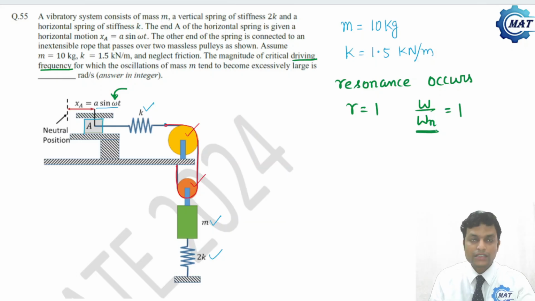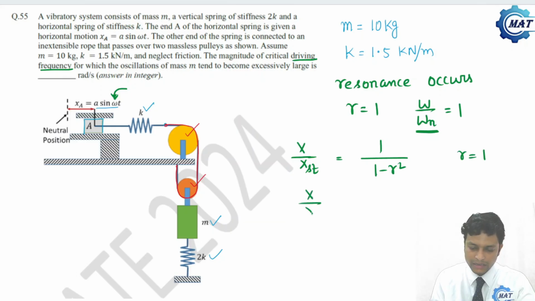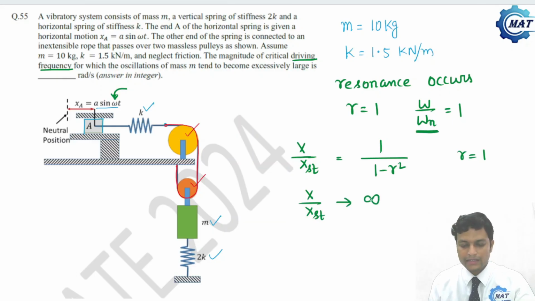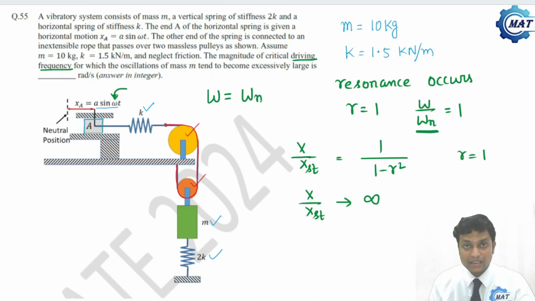When it matches with the natural frequency of the system, then the amplitude of vibration of the system will be extensively large. Because we know that x by x st is 1 by 1 minus r square for an undamped system. So when r becomes 1, x by x st becomes infinity, that is extensively large. So this is the understanding. Now, omega is omega n, the natural frequency of the system.